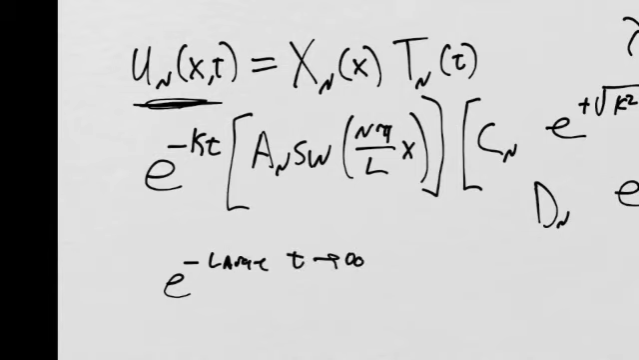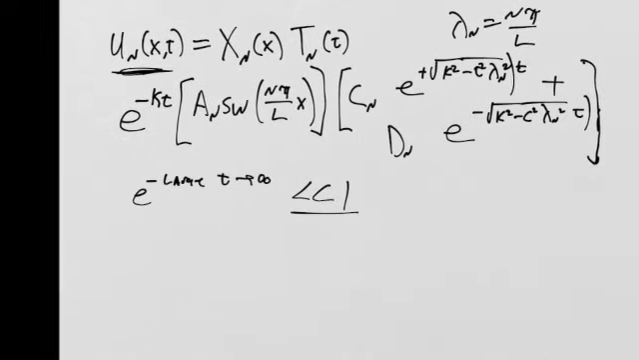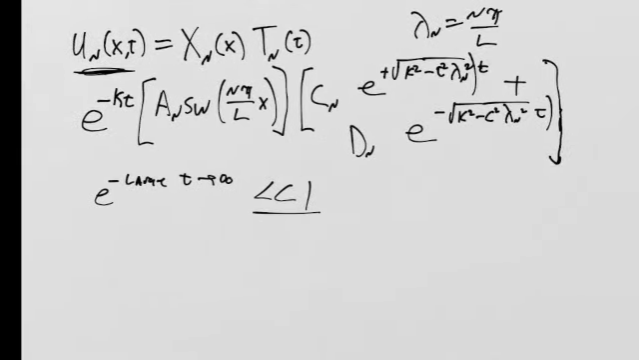And e to the minus large is very, very small, which means that as time goes on, the entire solution is going to get damped by this. And in a long period of time, there's going to be nothing left. Now, it never goes to zero, which is another weakness of our approximations.